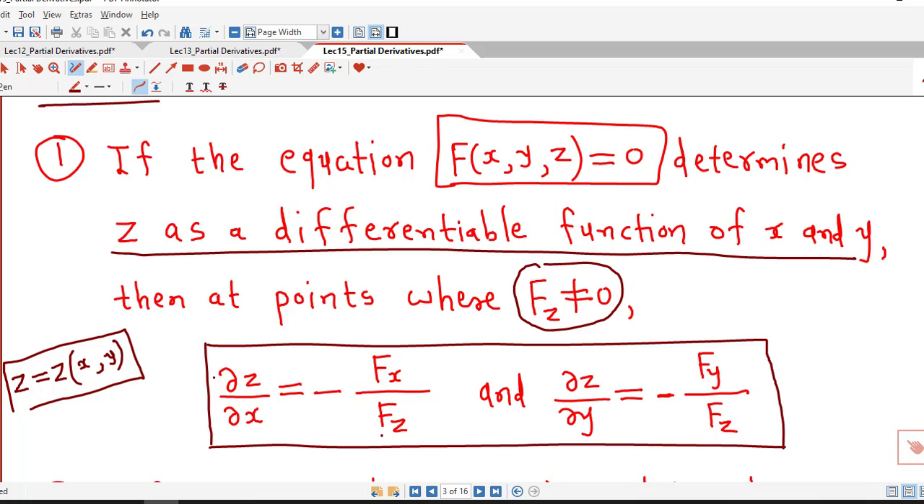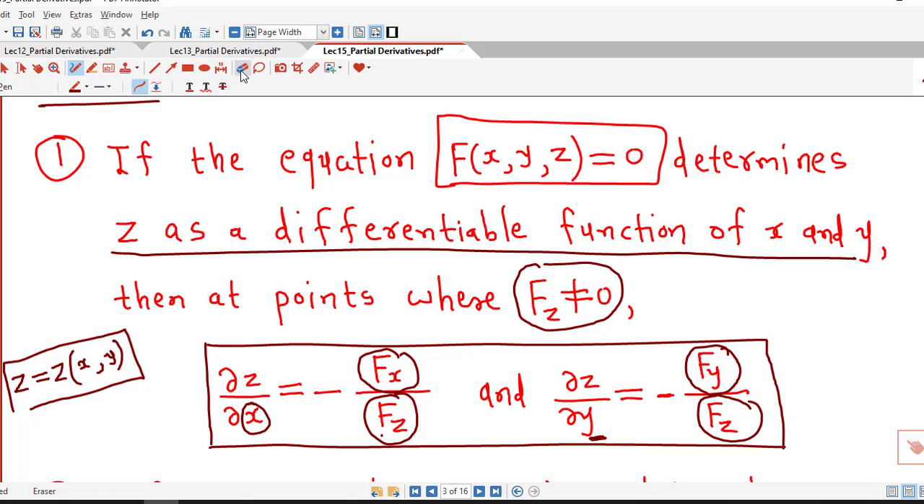So to find out del z by del x, we have to consider del f by del z in the division. And if we want to find out del z by del x, here we will write down partial derivative of capital F with respect to x, and here we will write down partial derivative of capital F with respect to y if we are interested in del z by del y.